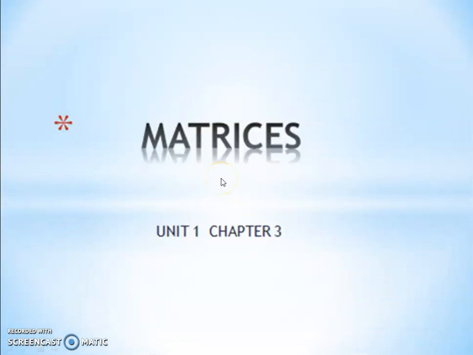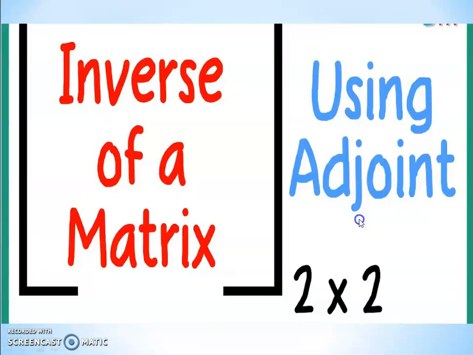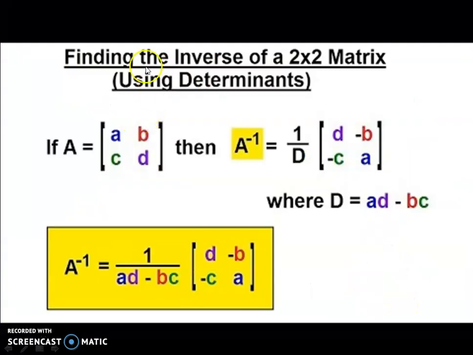Today's lecture is on matrices, unit 1, chapter number 3. In today's lecture we will mainly focus on the inverse of a 2 by 2 matrix using the adjoint. I give the shortcut format first: finding the inverse of a 2 by 2 matrix using determinants, an easy trick.